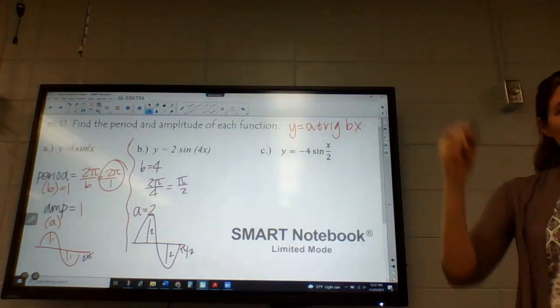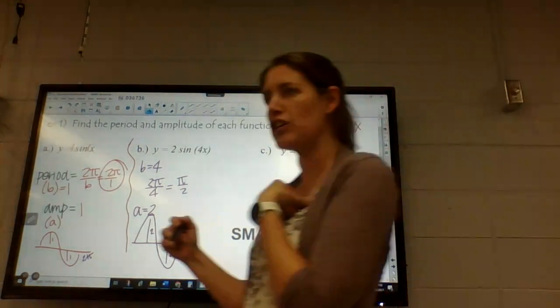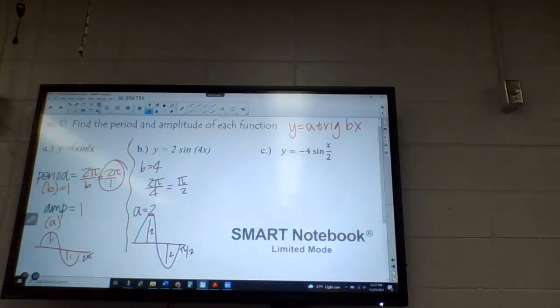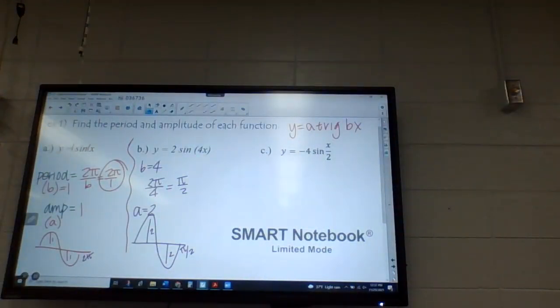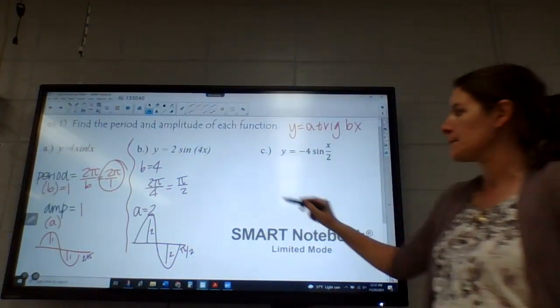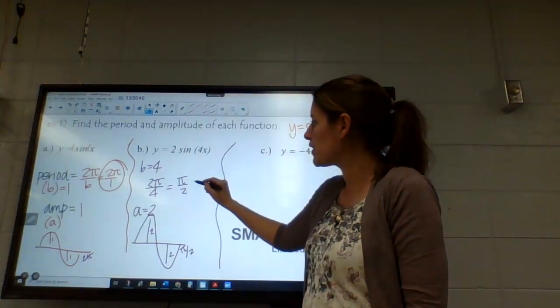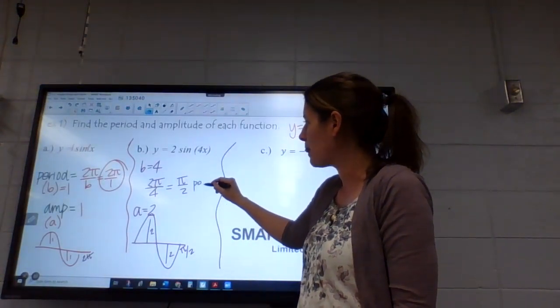Does that make sense? Because it would occur kind of like your heartbeat changes. You know, if we were doing something, like running, and our heartbeat increased. This would be like a faster heartbeat in this case, even though it's not exactly a sine graph, there are similarities there, okay? So the period in this case would be pi over 2.